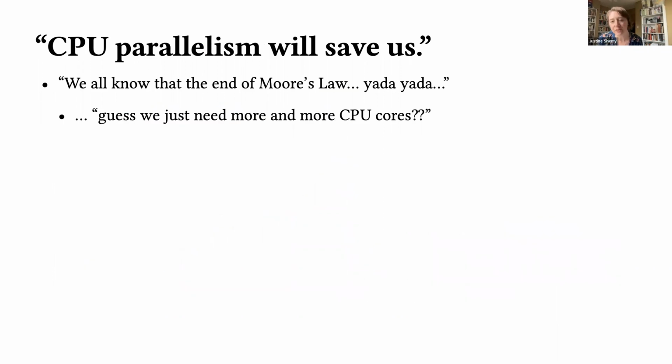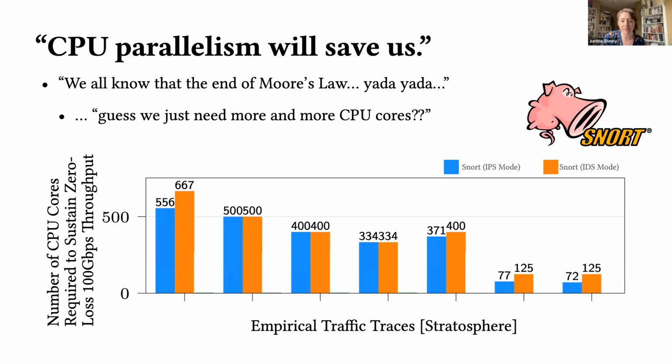Now, I think everyone in computer systems at this point has given up on the idea that CPU parallelism will save us. But just to illustrate why that problem also applies to networking, we can once again look at Snort. This is a figure from the Pigasus paper. Since I'm sitting here at the Pigasus developers group, I assume you've already seen this.